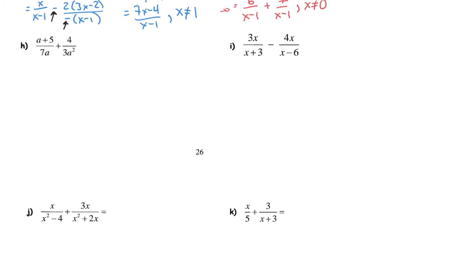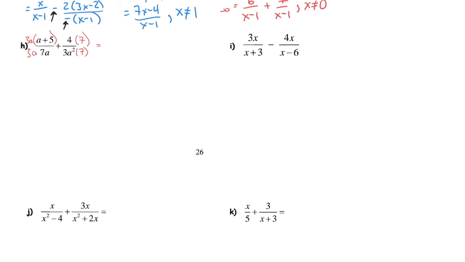Keep going. So here I've got a plus 5 over 7a plus 4 over 3a squared. Okay, so in this case right here, it's not really about factoring, because my expressions are both monomials, but notice that I've got a factor of 7 and a factor of a, a factor of 3, and then 2 factors of a in the denominator. So I need to introduce another factor of a here and a factor of 3. And then here I have to introduce a factor of 7 in order to get common denominators.